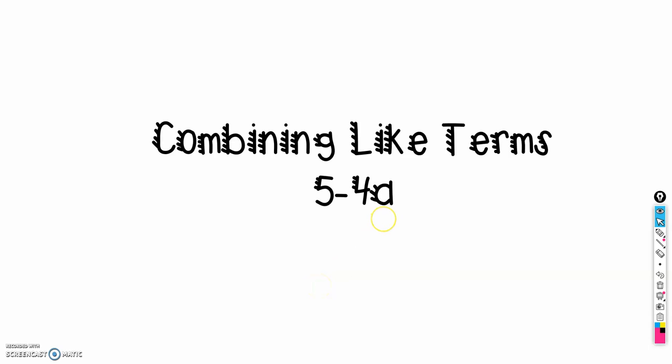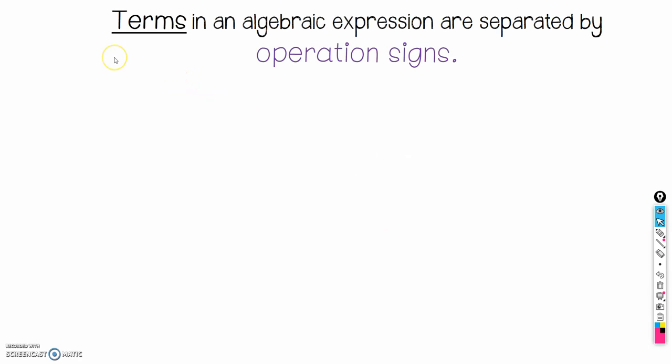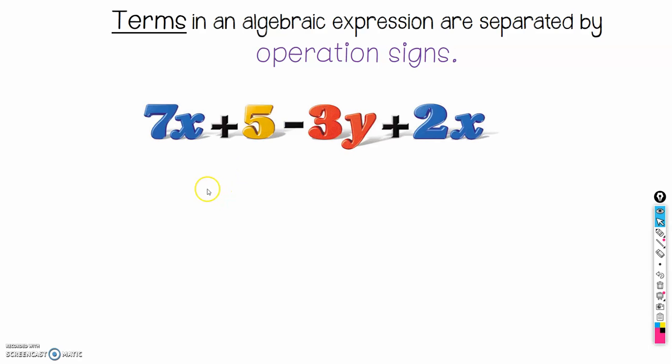Combining like terms. So hopefully you know what terms are at this point, and we'll review really quickly. Terms in an algebraic expression are separated by operation signs. And guys, we decided that terms are like words in a sentence, or maybe I decided that. So a term is just like a word.